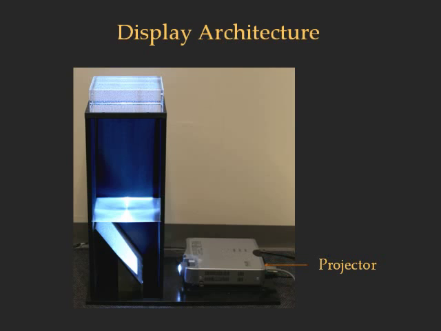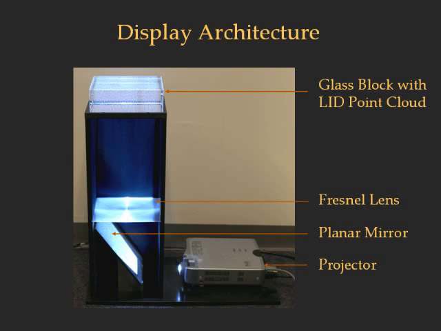Here we see the basic optical design used in all our implementations. The light source is a 1024 by 768 pixel digital projector. A planar mirror is used to fold the optical path of the projector to reduce the physical size of the light engine. The diverging rays from the projector are converted to parallel rays using a Fresnel lens. The rays from this orthographic light engine are used to illuminate passive scatterers within a glass cube.